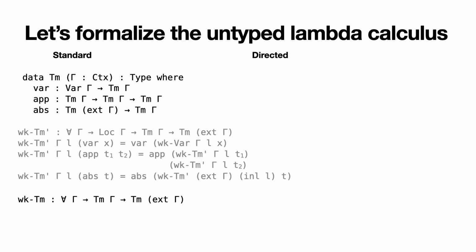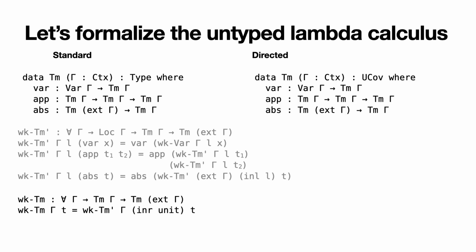And now having done that, we can define our normal weakening, where we're just weakening on the outside, simply by using our helper function and setting the location to be the outermost spot. So now that we've done this the standard way, what does this look like in directed type theory? So again, here's our definition of terms. And now, how do we define this weakening function?